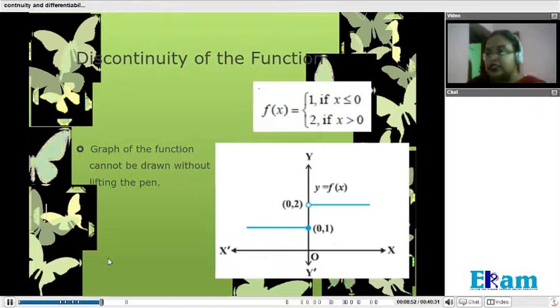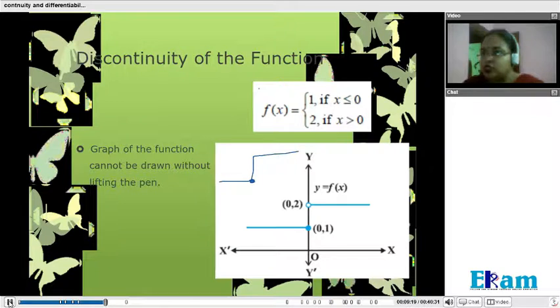Then how does a discontinuous function look? So this is the graph of a discontinuous function. Okay, where we have f(x) equal to 1 if x is less than or equal to 0, and it is 2 when x is greater than 0, right? So you can see how it has been drawn. It looks like this, right? If we draw it separately, it looks something like this.